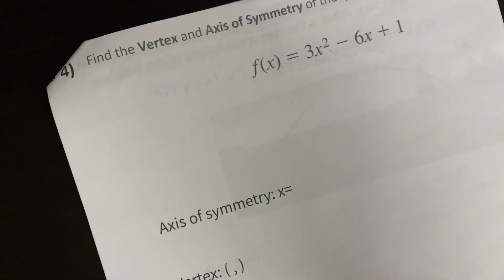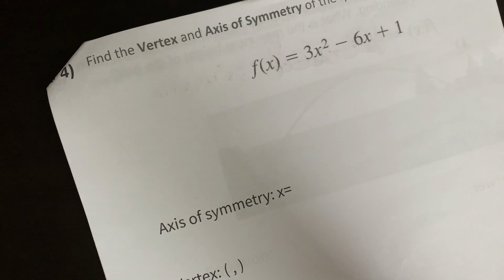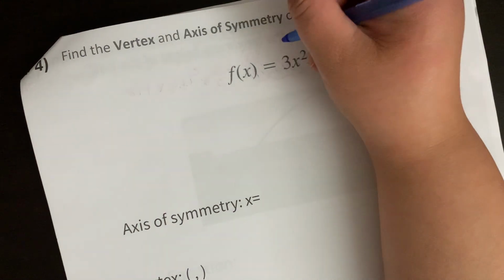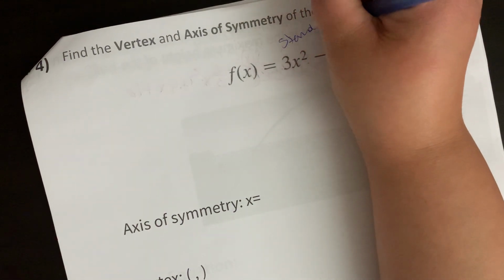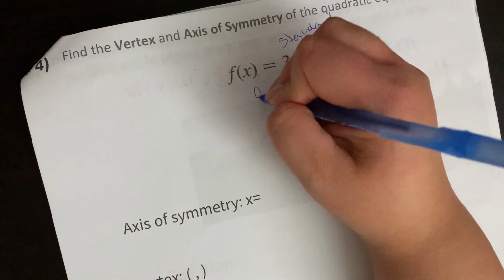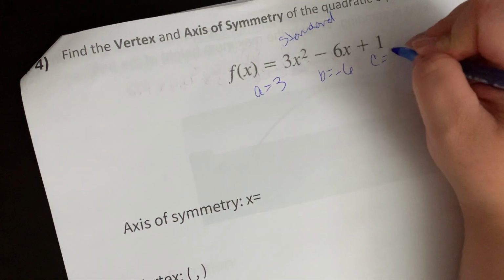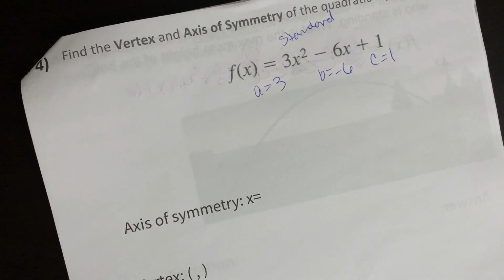4. Oh, sorry about that. I hit it. Okay. Find the vertex and axis of symmetry. And so first of all, this is in standard form, right? So I know a is equal to 3, b is equal to -6, and c is equal to 1. Remember, always carry the sign.